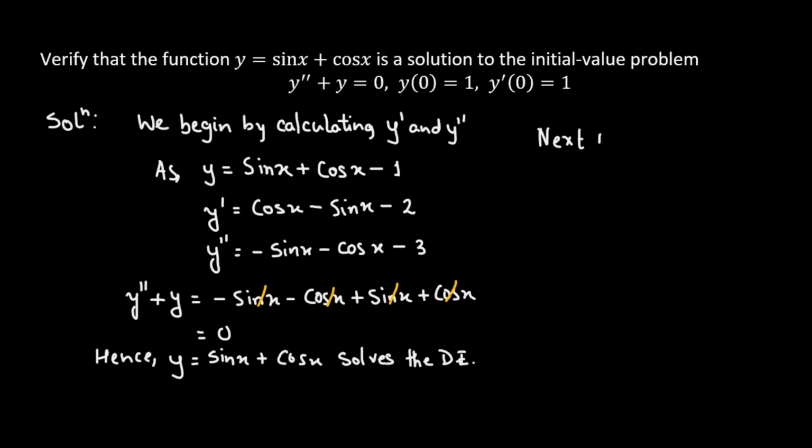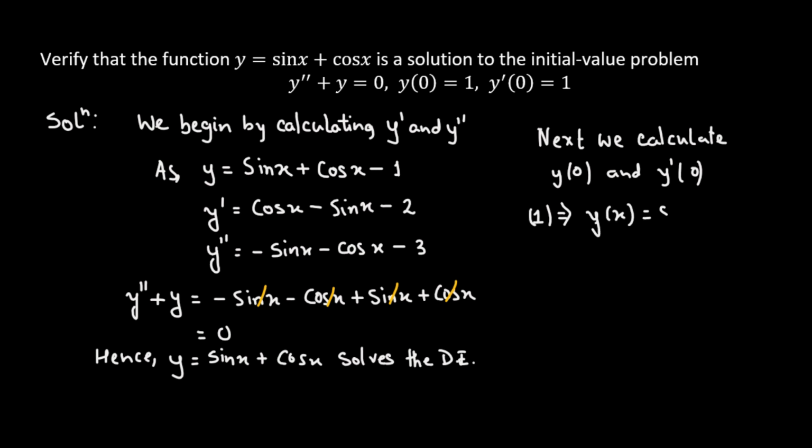Next, we need to calculate the value of y at x equals 0 and the derivative of y with respect to x at x equals 0. For that, we consider equation number 1, which is y of x equals sin x plus cosine x. At x equals 0, y of 0 will be equal to, replacing the value of x with 0, sin 0 plus cosine 0. We know that the value of sin 0 is 0 and that of cosine 0 is 1. So we get 1, and this satisfies the first initial condition.